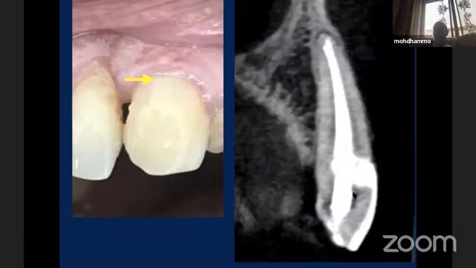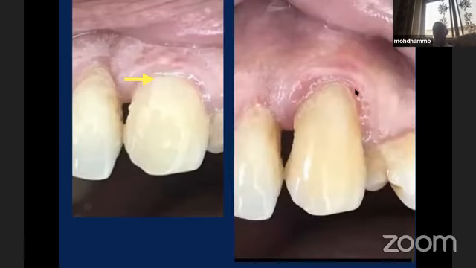And you can see here the filling, which was placed here. And unfortunately, you have to expect we might have a gum recession like this here. But fortunately, the resorption is stopped. And you can see here after a few months of treatment.